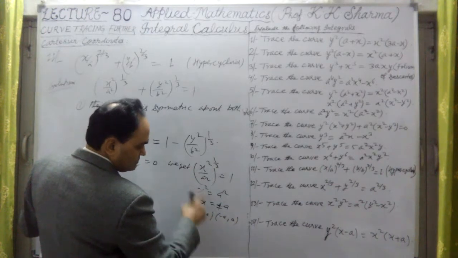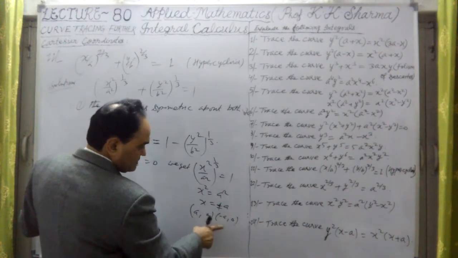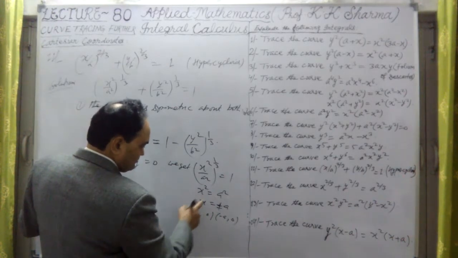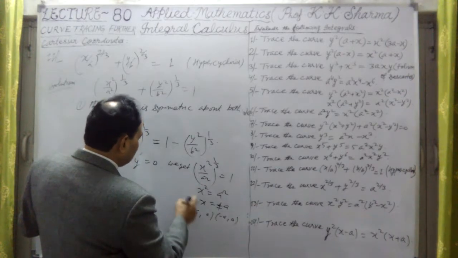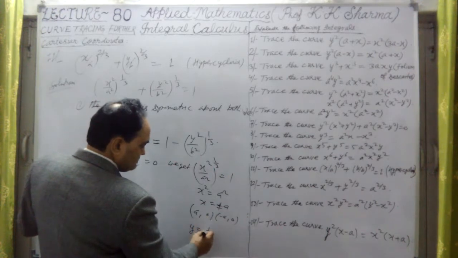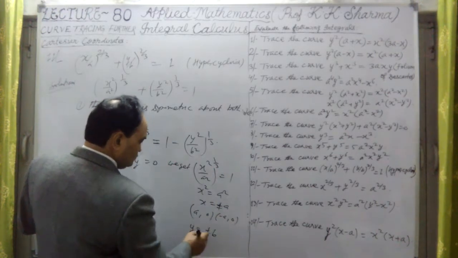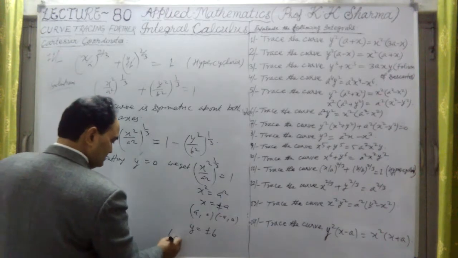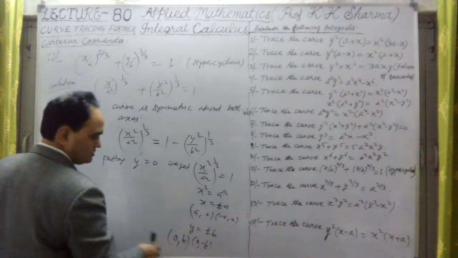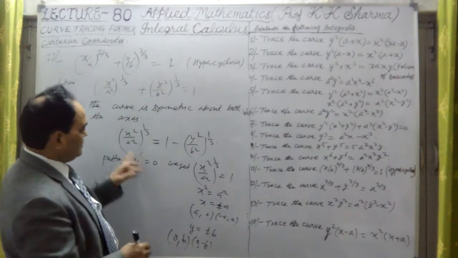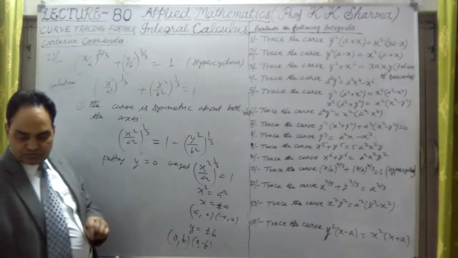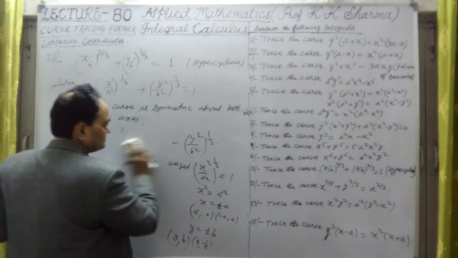These 2 points lying on the curve are where it intersects the x-axis. Similarly, if I put x equal to 0, y will be plus or minus b. So the points on the y-axis are (0, b) and (0, -b). The curve is an elliptical type of curve here. So the curve will be of this kind.